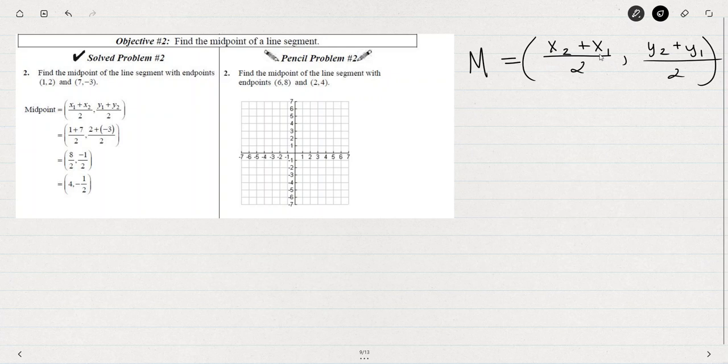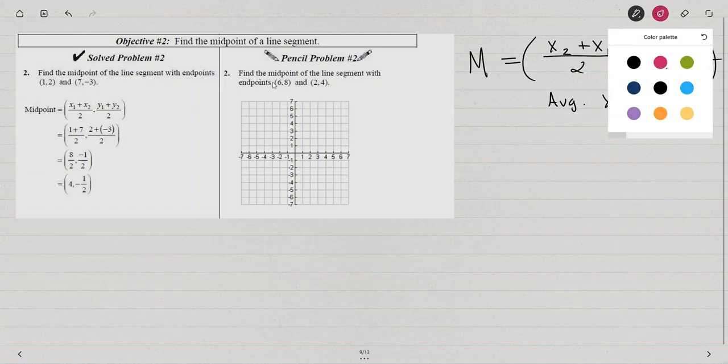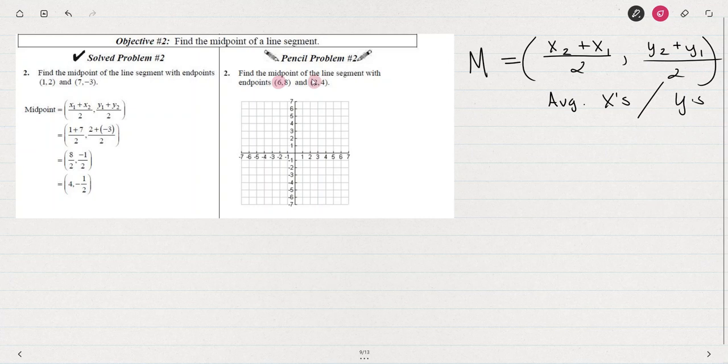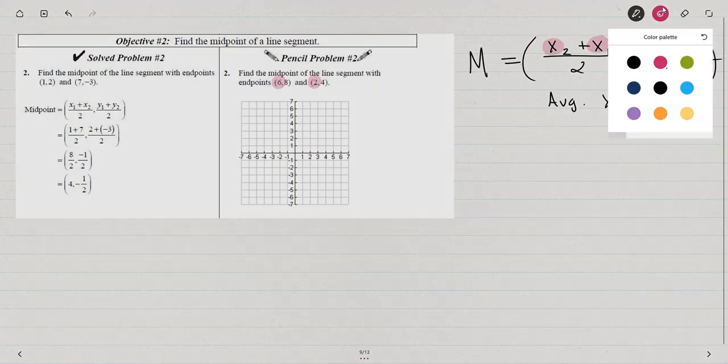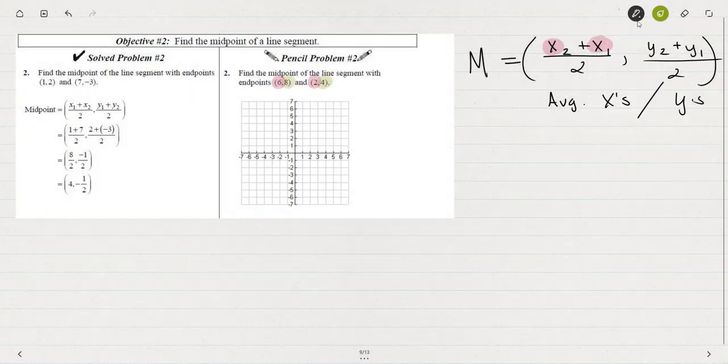So we add the two x's, divide by 2. That's how we find the average, right? Add the two y's, divide by 2. So we're averaging the x's, averaging the y's. So the x's, let me highlight them to make sure everyone's on the same page here. The x's are the 6 and the 2. The y's are the 8 and the 4.